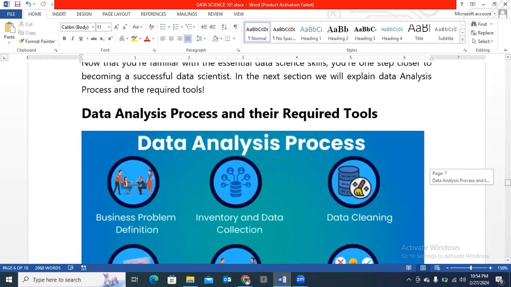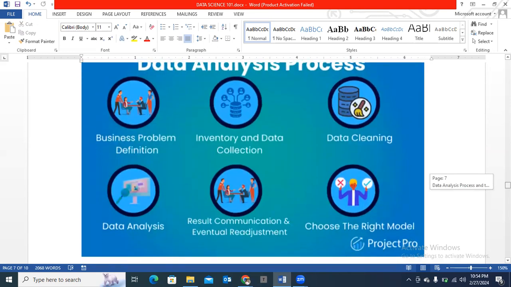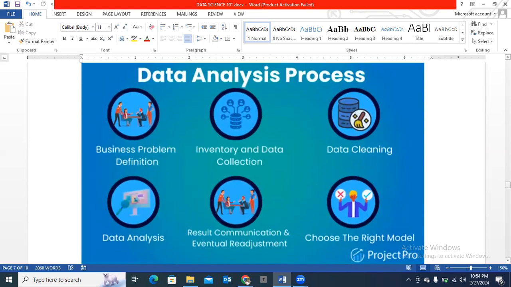Now, data analysis process and the tools required. What are the processes involved in data analysis and what are the tools that we need? This will lead us to the tools that we need for data analysis. The first thing is that we want to define the business problem definition. Why are we trying to get data? What do we want to achieve by getting this data? All these questions are to be answered before we go for data collection.